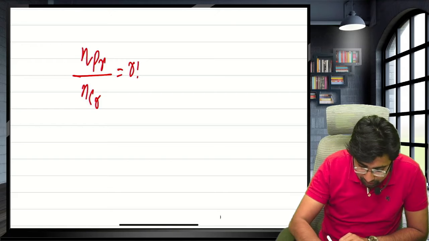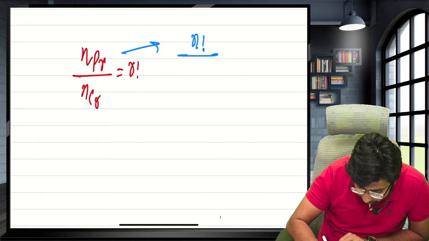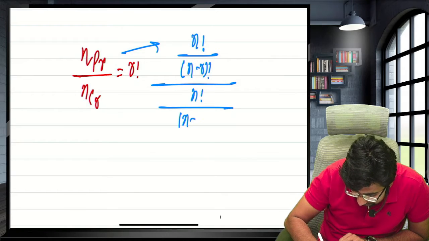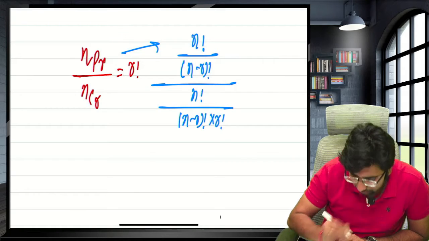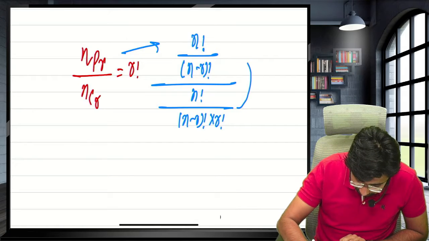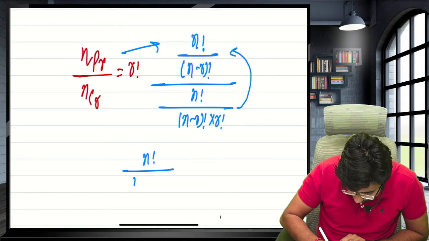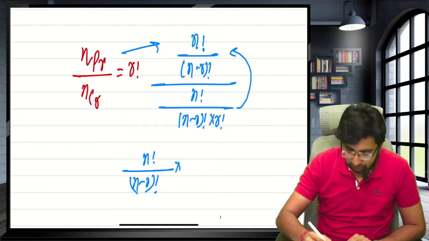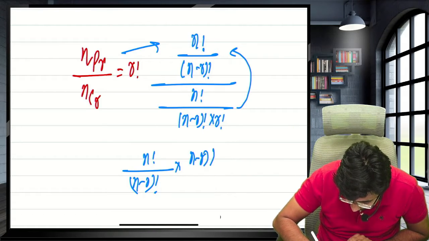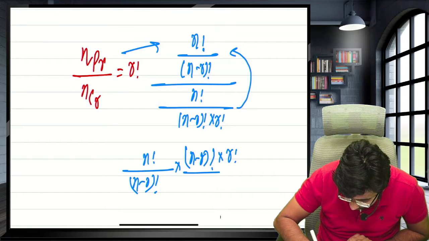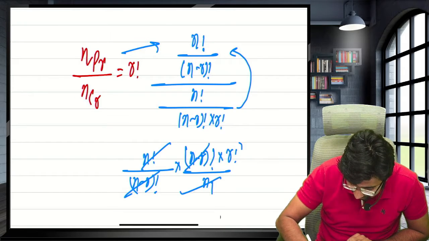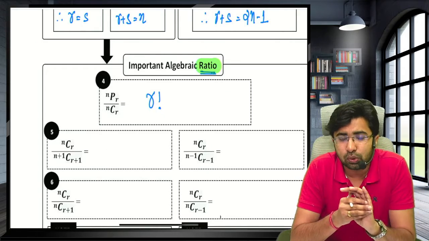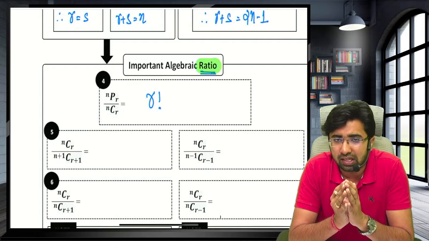As we know, NPR is equal to N factorial upon N minus R factorial, and NCR is N factorial upon N minus R factorial into R factorial. This will go above, N factorial upon N minus R factorial, and the second division, whenever it goes above, it reciprocals. So this will be N minus R factorial into R factorial upon N factorial. This will cancel, and the answer will be R factorial. That's why I'm directly writing that the ratio of NPR upon NCR is R factorial.